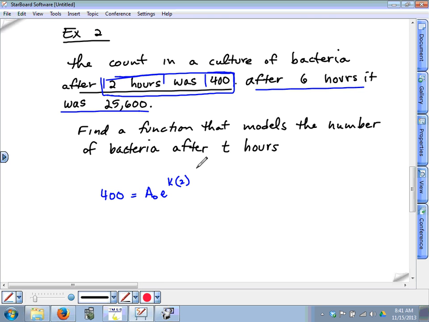And then we could do a similar thing with this information right here. After 6 hours, it was 25,600. So let's make another. So 25,600 is equal to the same initial count that we don't know times e to the k times 6. So, now what?